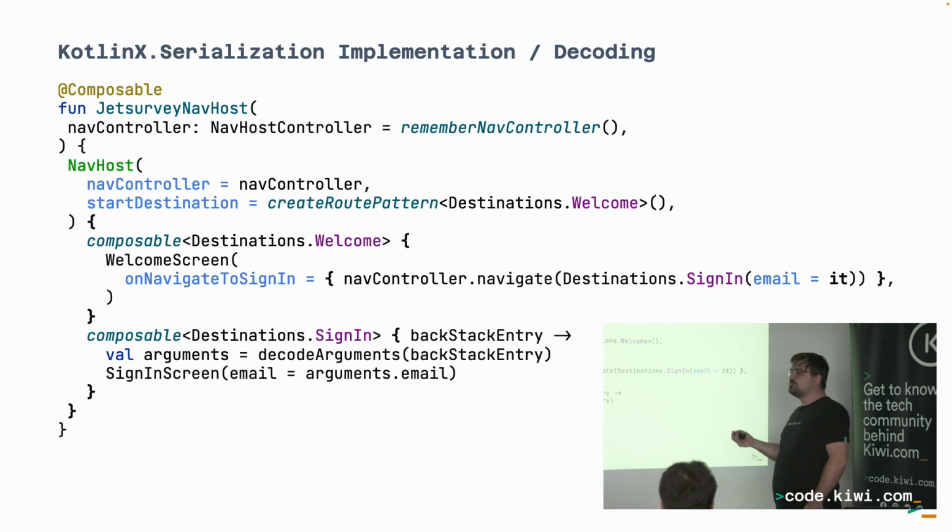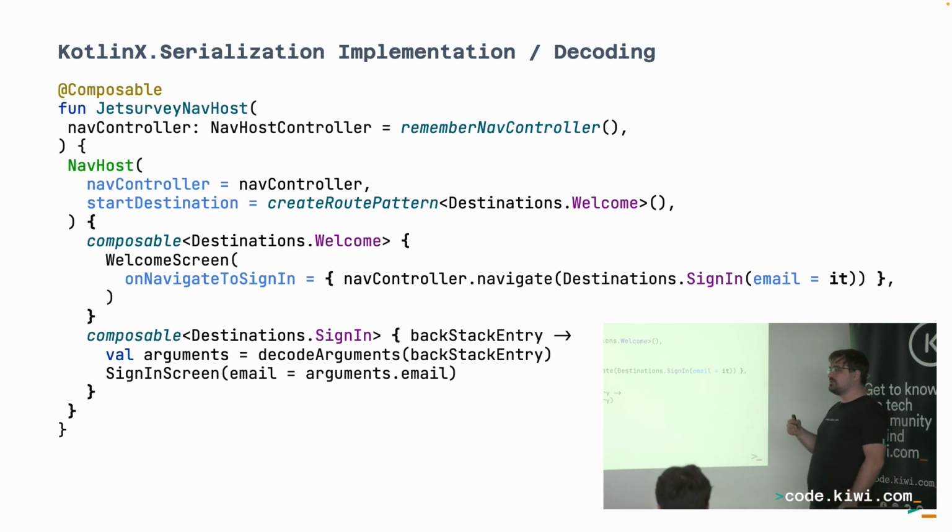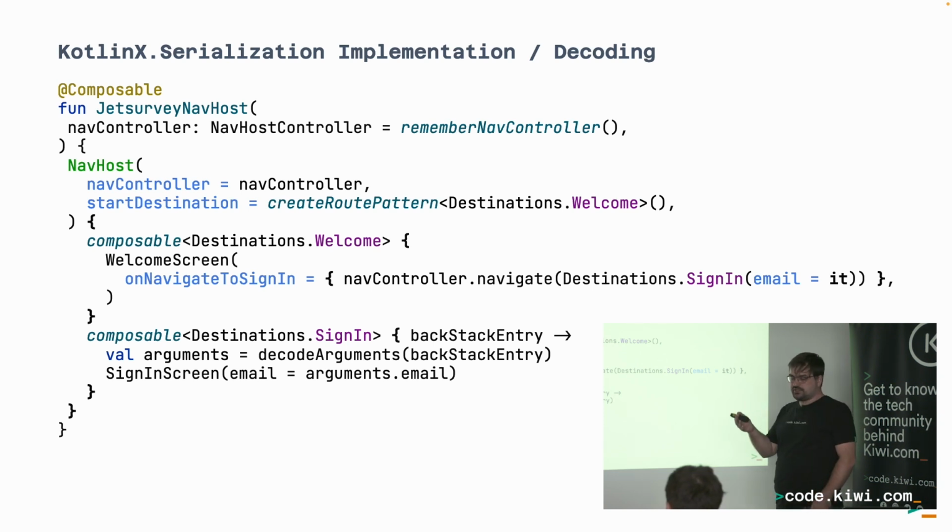But the question is how to read those values, how to decode them. And that's here in the sign-in destination. Basically, we are getting the backstack entry. The backstack entry contains a bundle, that's an Android type, you probably know it. And a bundle is basically a key value map, which is delivering you those values.